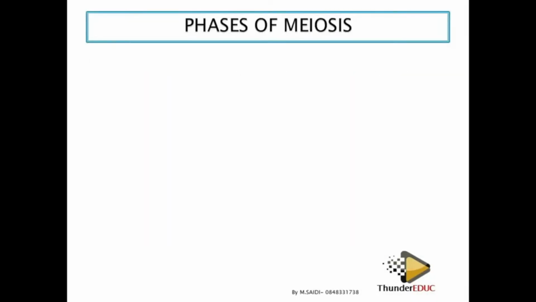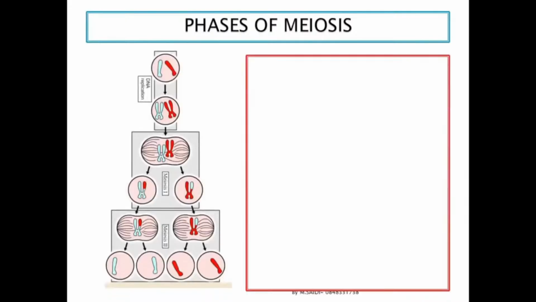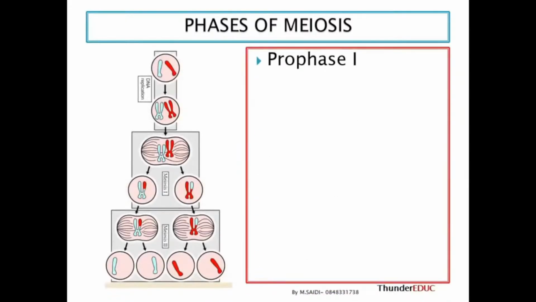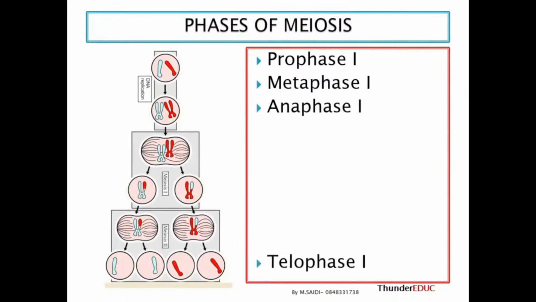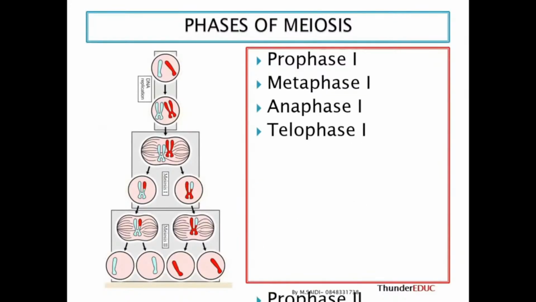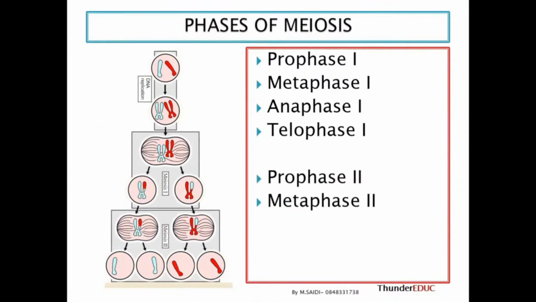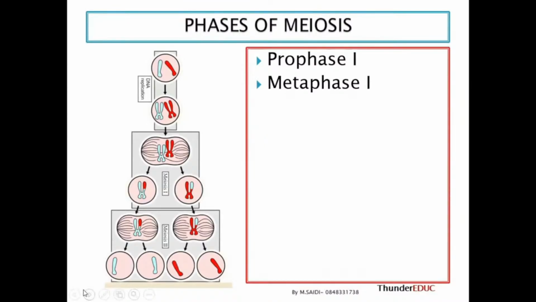If we have said that interphase is not part of meiosis, then what are the phases of meiosis? Number 1, we have what is called the prophase. Number 2, the metaphase. Number 3, the anaphase. Number 4, the telophase, and then we go to Prophase II, Metaphase II, Anaphase II, Telophase II. So we are talking about prophase, metaphase, anaphase. What does it mean? Prophase means preparation. Pro means preparation. P versus P.